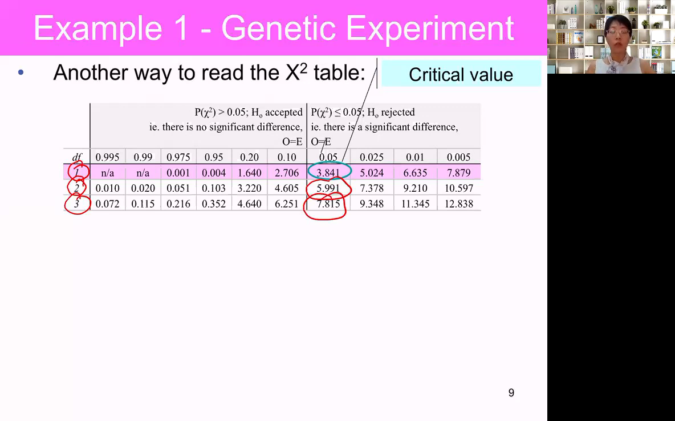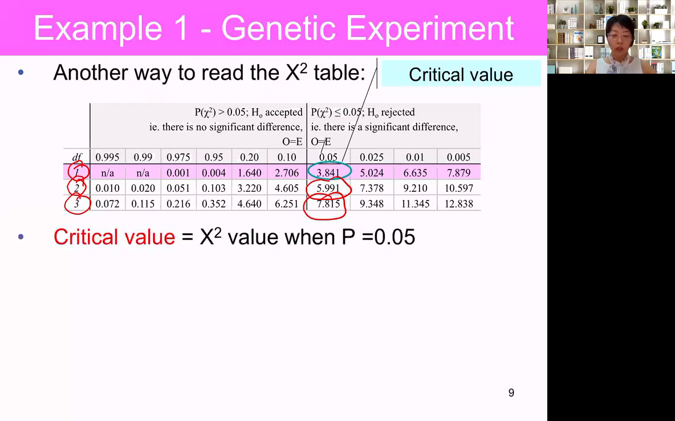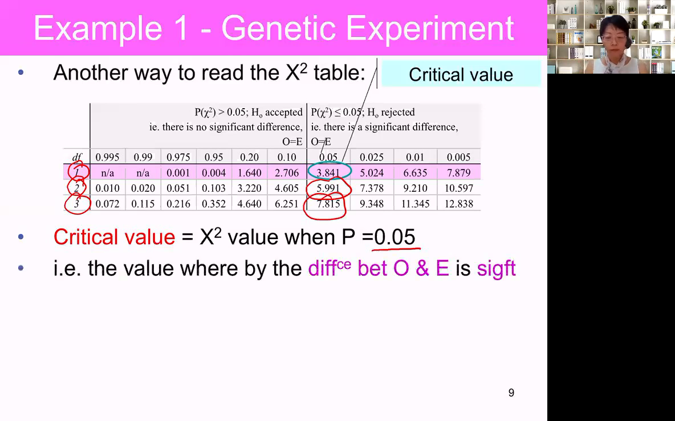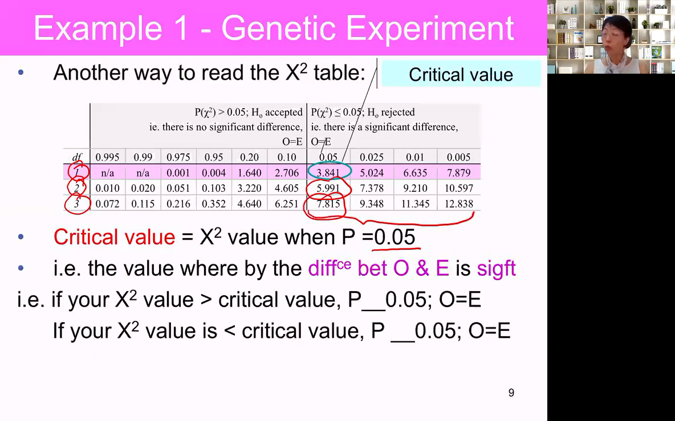Then you have to decide which degrees of freedom you read. So that means the critical chi-square value is the chi-square value when the probability of O equals E is exactly 0.05. This is already the starting point of the rejection area. This is the rejection zone, remember, whereby O is significantly different from E already.